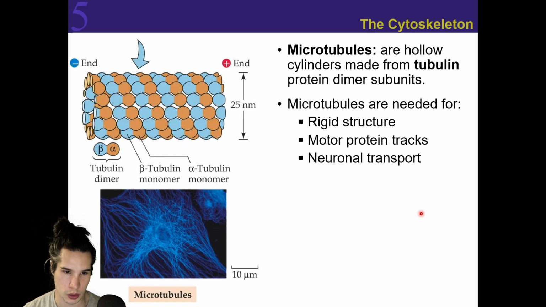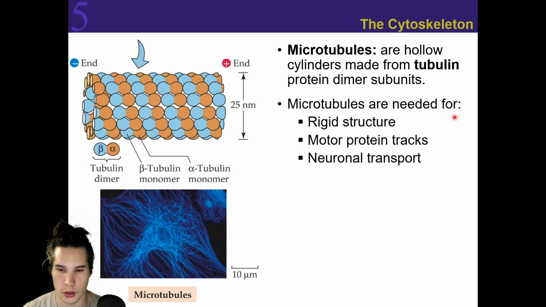Next, we have microtubules, which are pretty interesting. They're hollow cylinders made from a protein called tubulin, which exists in dimer subunits. Di meaning two, so it's a dimer subunit. Many of those together, many of the tubulin dimers together, will make a strand or a microtubule.